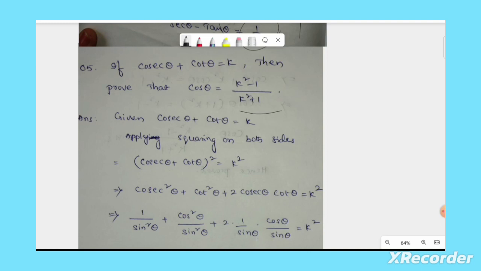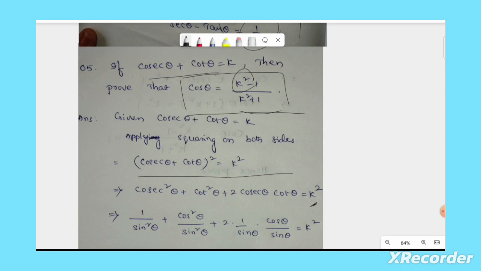Okay, so here our intention is, before that, we need to prove that cos theta equals this. So our intention should be converting this cosecant theta plus cot theta equals k in terms of cos, then I can find the value. Now see, here we have a k square, which means there should be a square required for k. So for that reason, I am applying a square on both sides as a first step, so that I can get the k square on the right side.